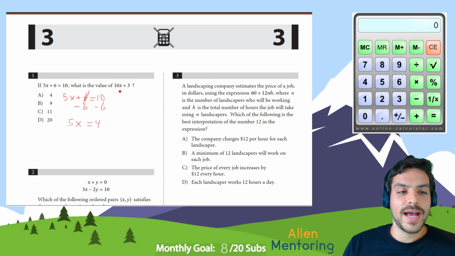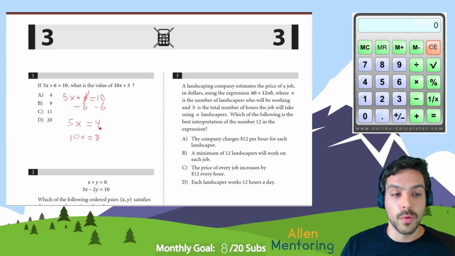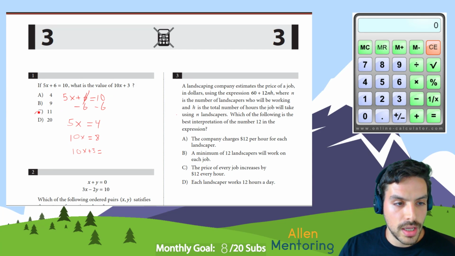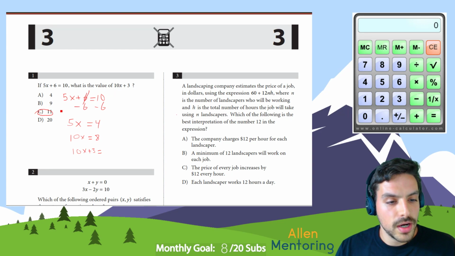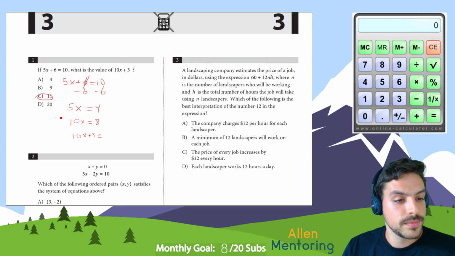But actually, what are they asking me for? They're asking me for what is 10x plus 3. Well, look here. I know that 5x is equal to 4, right? So 10x must be equal to 8. Okay, 10 is going to be double of 5, 8 is double of 4. So if we know that 10x is equal to 8, what is 10x plus 3? That's going to be equal to 11. Bam. All right, hope you're following along. If you have any questions, feel free to write in the chat.